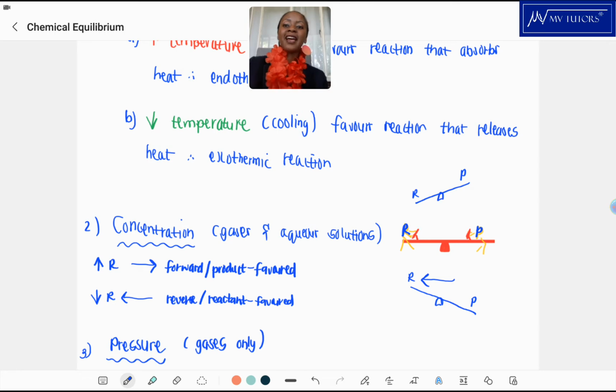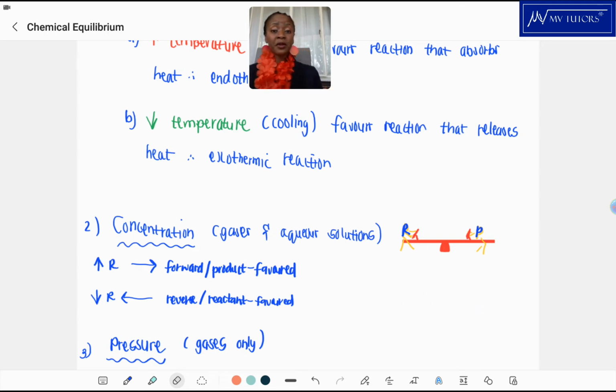The products now have lost weight and they're light. So let us go help them out. So now it will be forward favored, or product favored. By removing chocolates, more chocolates will be produced, and I'll be happy if that happens. More chocolates, more smiles, we're happy. We'll deal with the weight later. But basically, that is what happens.